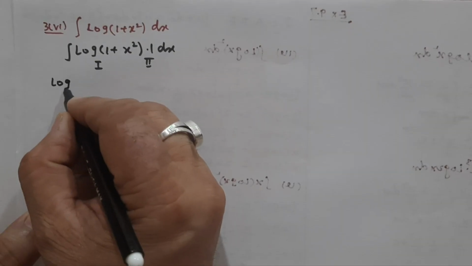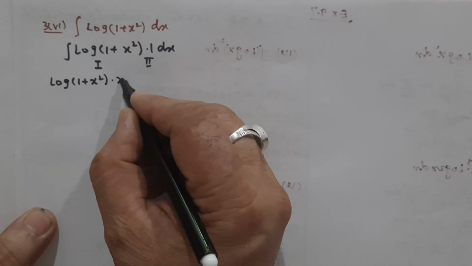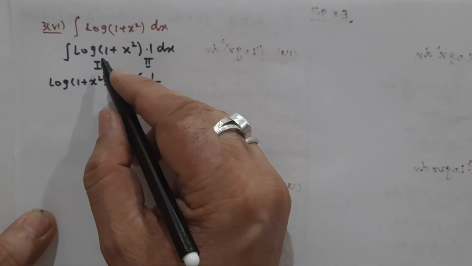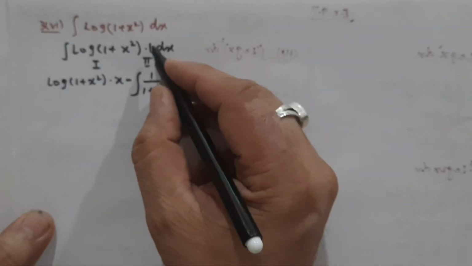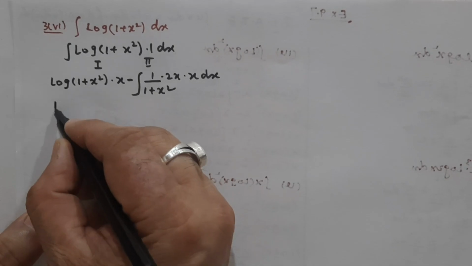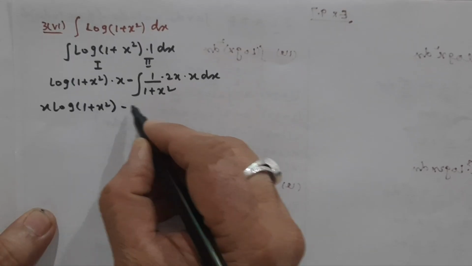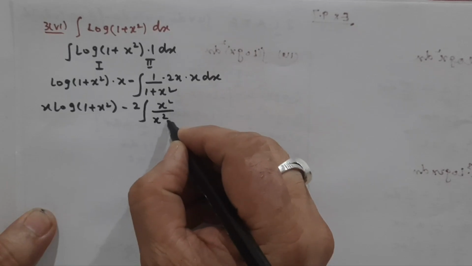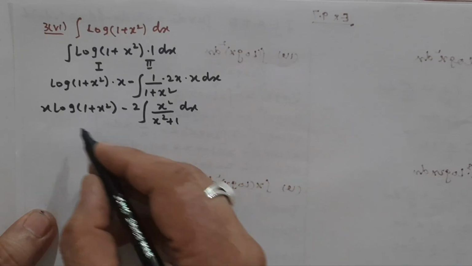Now use the formula: first function times the integral of the second function. The second function is 1 and the integral of 1 is x. Then the derivative of the first function, the derivative of log(1 + x²), is 1 upon (1 + x²) into 2x, and the integral of the second is x dx. So on simplifying, we get x log(1 + x²) minus 2 outside, then the integral of x² upon (x² + 1) dx. Now students, we have to integrate this factor.